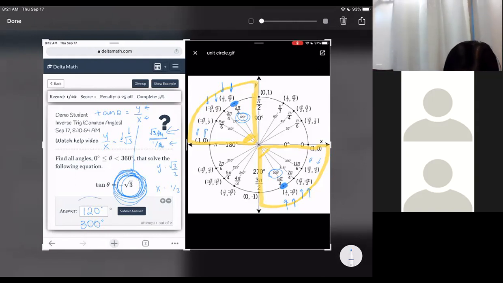What is the answer though? Right here. 120 degrees and 300 degrees. It's the angles. So it's these angles.